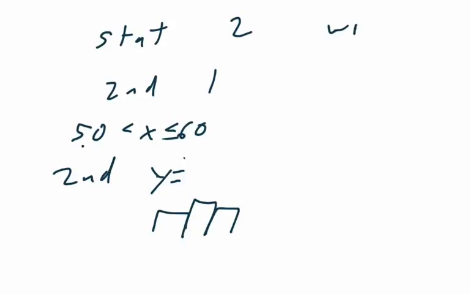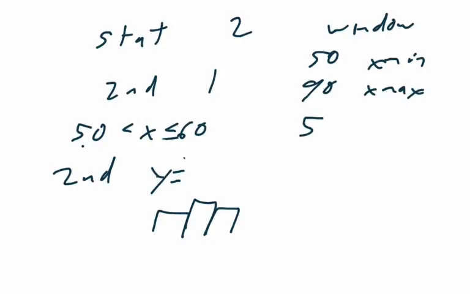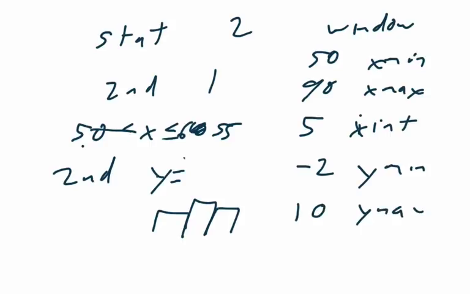Then I'm going to go to my window. My x min is 50, and 90 is my x max. Maybe there's too much leeway, so I'm going to make 5 my interval instead of 10, going from 50 to 55 for my x interval. Then I'll do -2 for my y min, just so I have some space, and 10 as my y max, interval of 1. Apparently my max has to be bigger than that, so I'm going to make my max equal to 15.